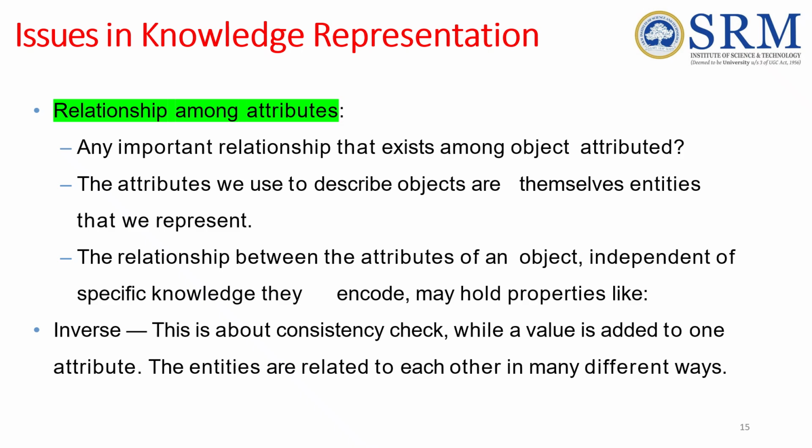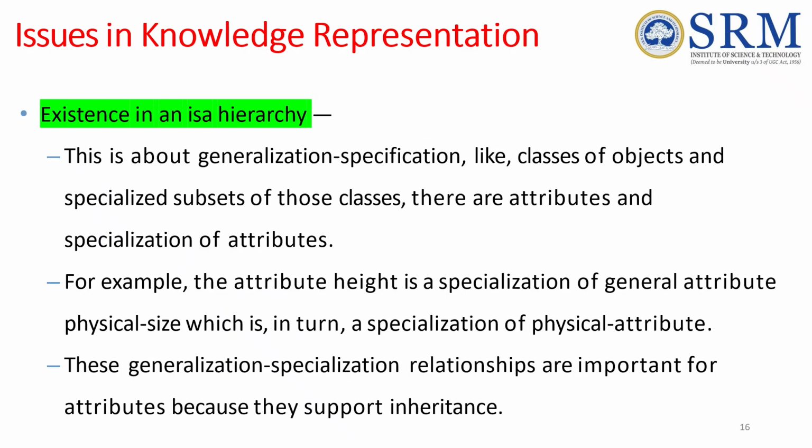Why is the inverse relationship important? Because of the consistency check. If the knowledge base contains parent of Ram and Ravi but does not contain child of Ravi and Ram, it can be automatically added and the missing information verified. So this is about the importance of it. Next will be the ISA hierarchy. The ISA hierarchy organizes the knowledge about general concepts more specifically.